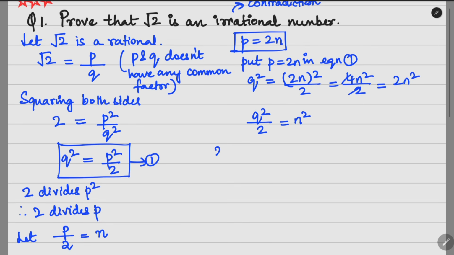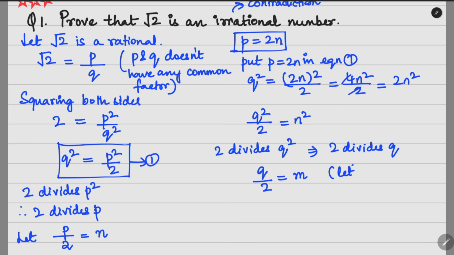So what does this show? That 2 divides q square, which also implies 2 divides q. If 2 divides q, now let us take q by 2 as another letter, say m. So q is nothing but, cross multiplying, 2m. Let this be equation 2 and let this be equation 3.